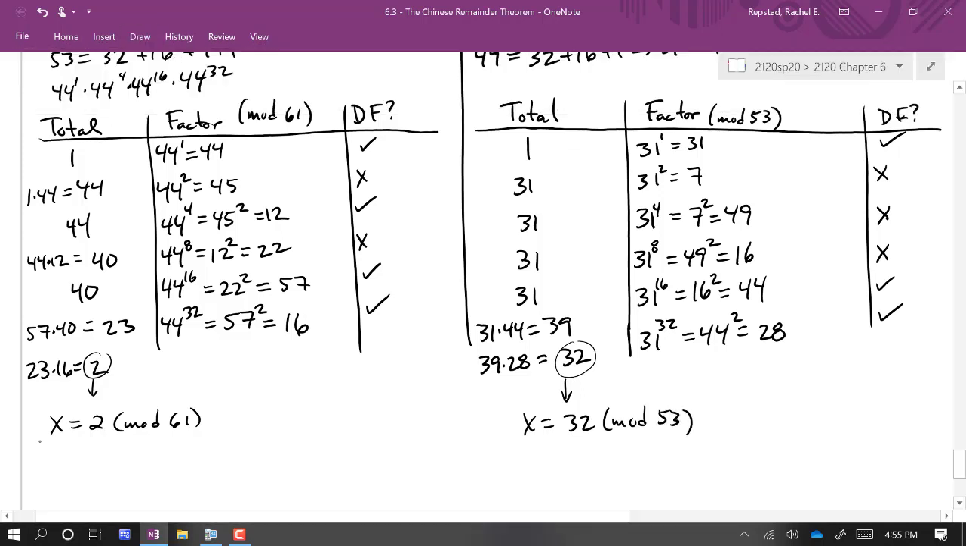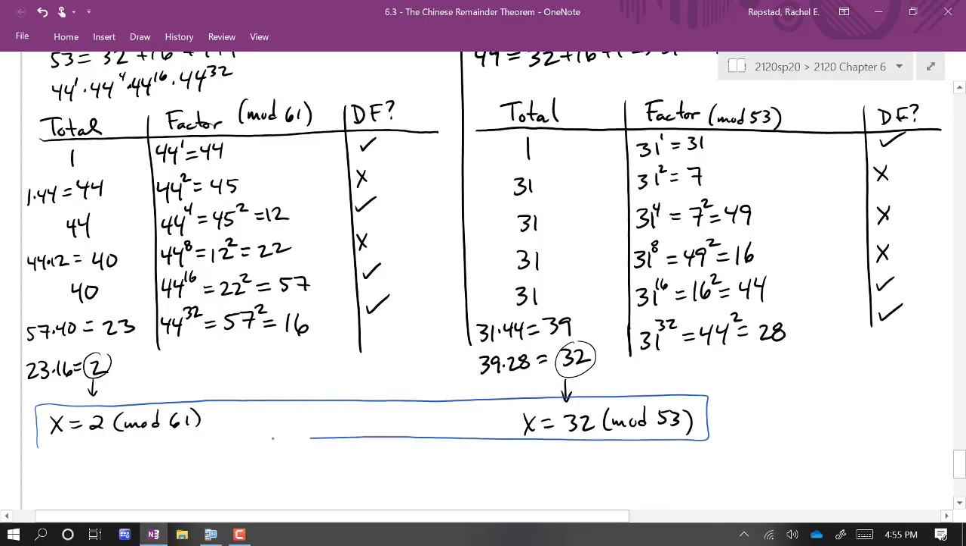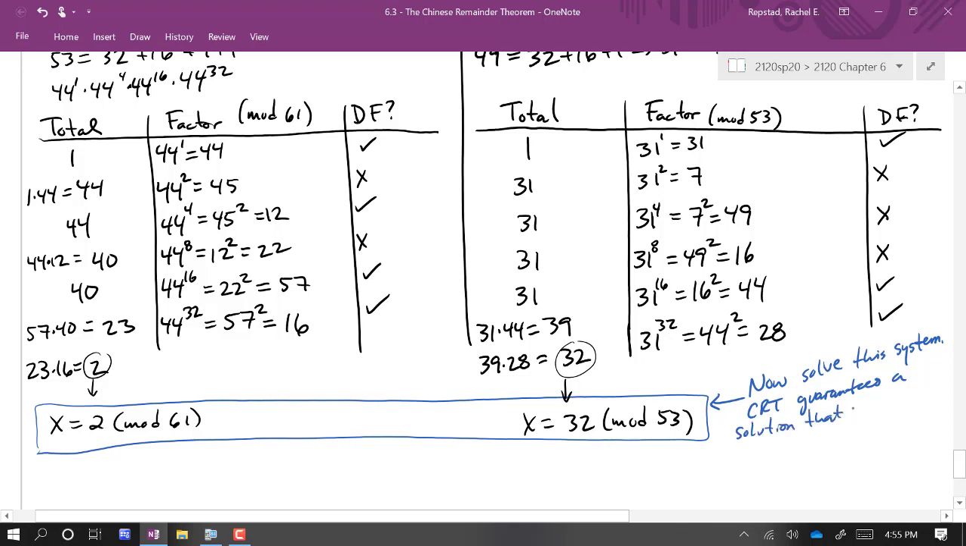So now is when we're going to use the Chinese remainder theorem. We're going to solve this system of congruences, and the Chinese remainder theorem guarantees that a solution exists and that that solution is unique mod the product 61 times 53, mod PQ. And for us, that's mod 3233.